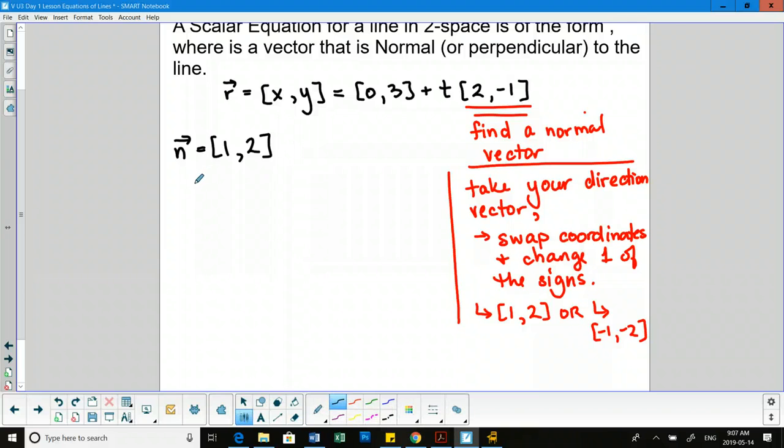And then this is kind of like our scalar equation. So essentially, like our standard form equation of a line. This is for 2-space, so I don't have a z component to this. It's just going to be ax plus by plus c. And our normal components actually go into these two spaces right here. So it will be 1x plus 2y. Or again, if you're using this vector, you can do that as well. It can be -1x minus 2y. And then our job is actually to solve for the c with a point on the line.